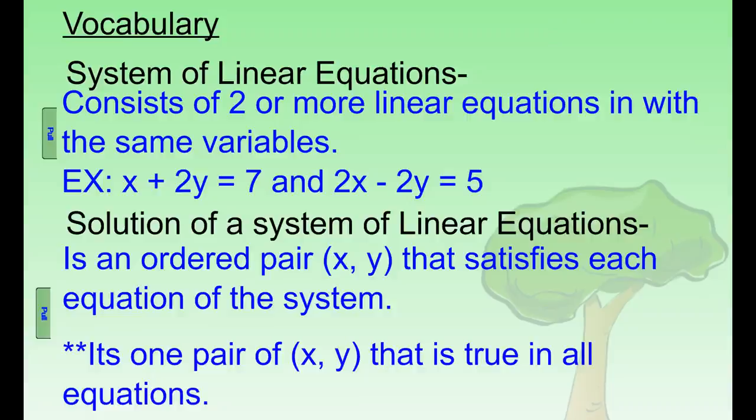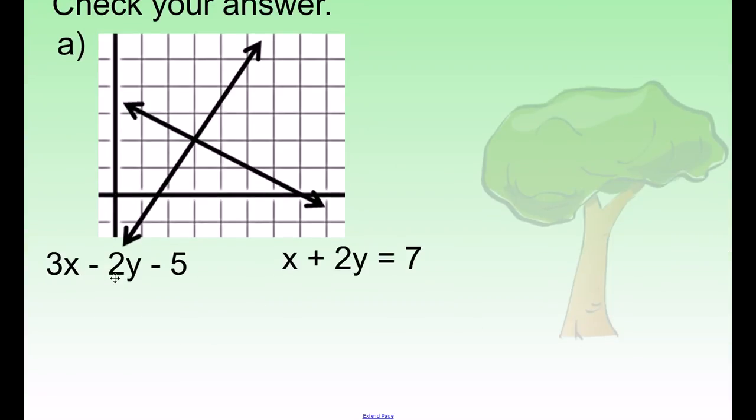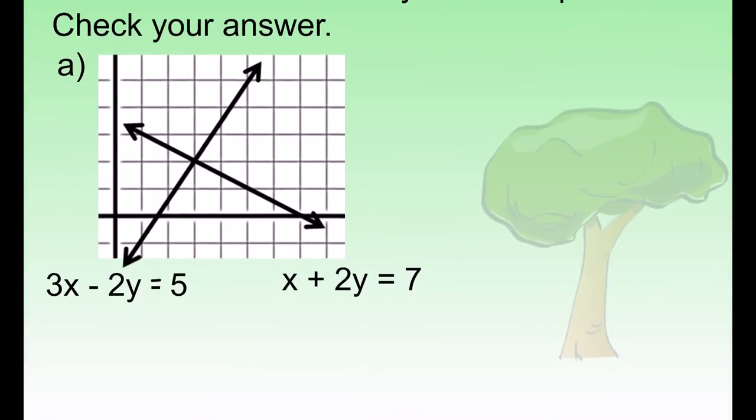So the first thing we're going to do here, it asks us to find the solution to the system of equations. I have two equations here. The first equation is 3x minus 2y equals 5, and the second one is x plus 2y equals 7. We want to find the solution. So we want to know what x and y coordinate, what point on the coordinate grid, would make both of these true.